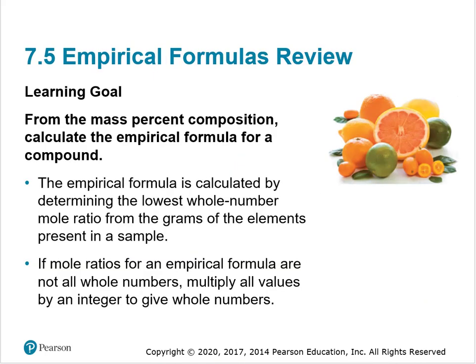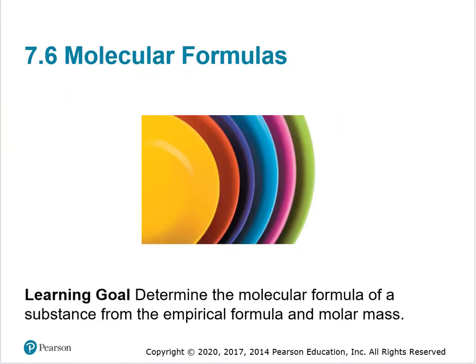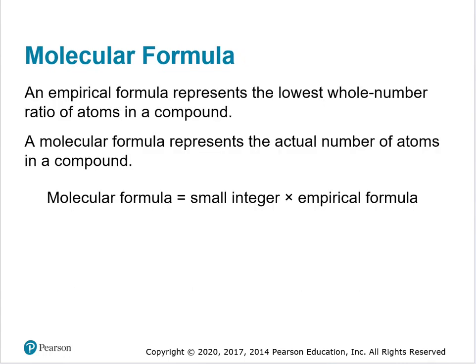That wraps up this section, so take a minute to check the learning goal, make sure that you feel comfortable with it. The last section of the chapter is about molecular formulas. You will be able to determine the molecular formula of a substance from the empirical formula and the molar mass. An empirical formula represents the lowest whole number ratio of atoms in a compound. You know that, we just did that last section. A molecular formula represents the actual numbers of atoms in a compound.